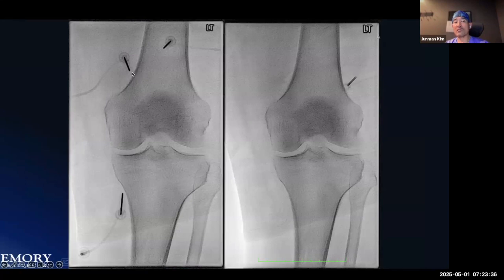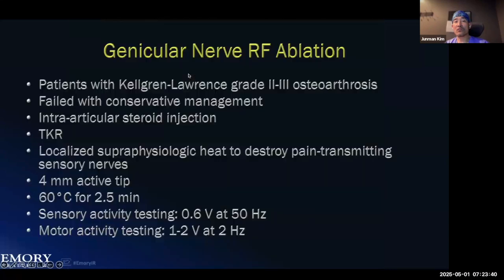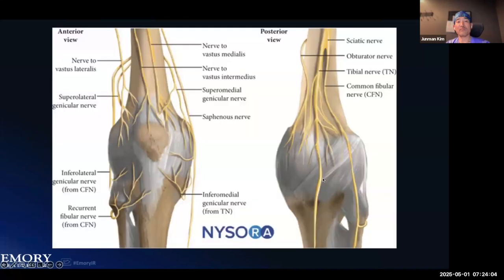So if you place these close enough, it'll cover the nerves, the genicular nerves. Patients with KL grade 2 to 3 OA who fail conservative management like PT and joint injection. You can start with a joint injection. Knee replacement is the ultimate treatment. So we apply the heat to destroy the pain-transmitting sensory nerves.